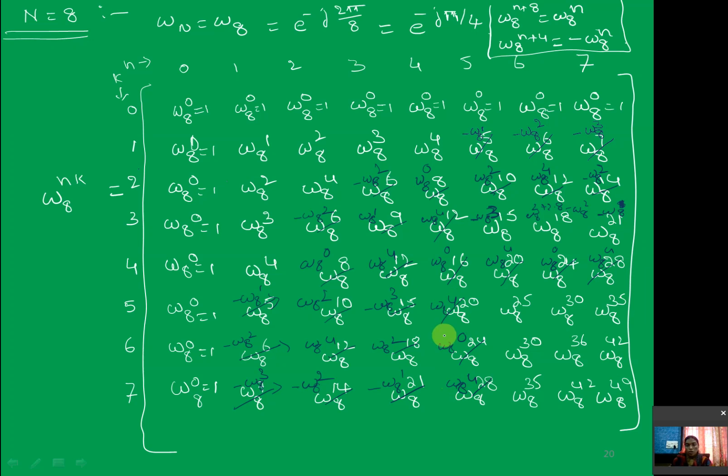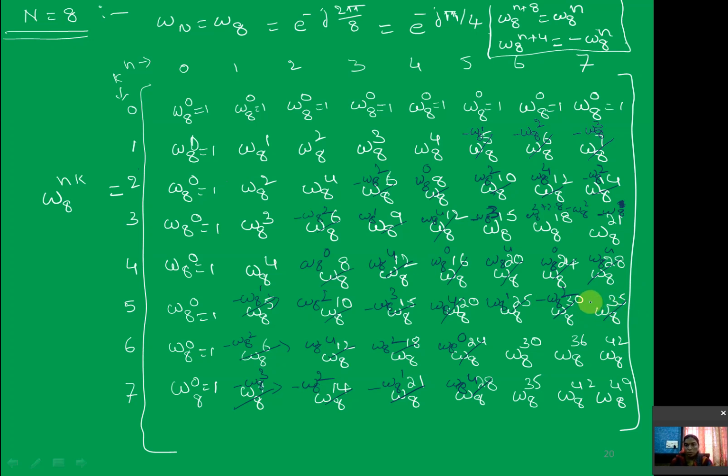Now coming to the next one, W8 power 25. What is the W8 power 25? 3 8s are 24 plus 1, W8 power 1 plus 24. That means W8 power 1. W8 power 30. What is the W8 power 30? 3 8s are 24 plus 6, W8 power 6. W8 power 6 is nothing but minus W8 power 2. Now, what is the W8 power 35? 4 8s are 32 plus 3. That means W8 power 3.